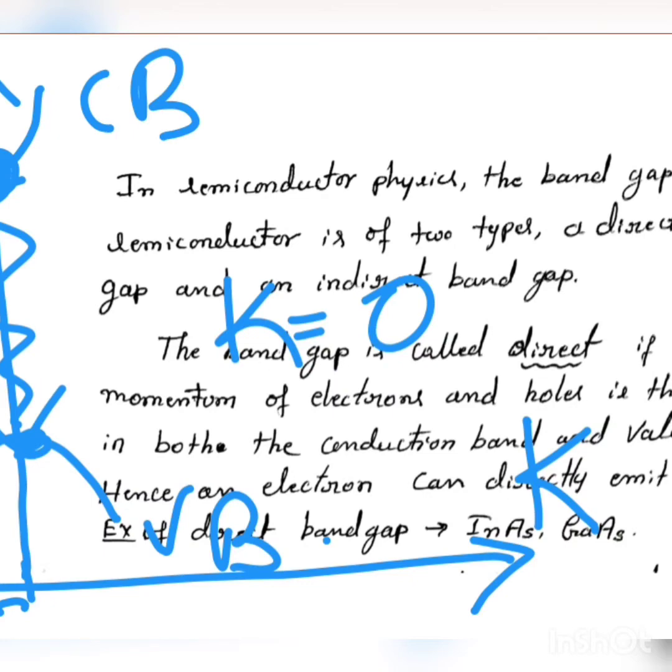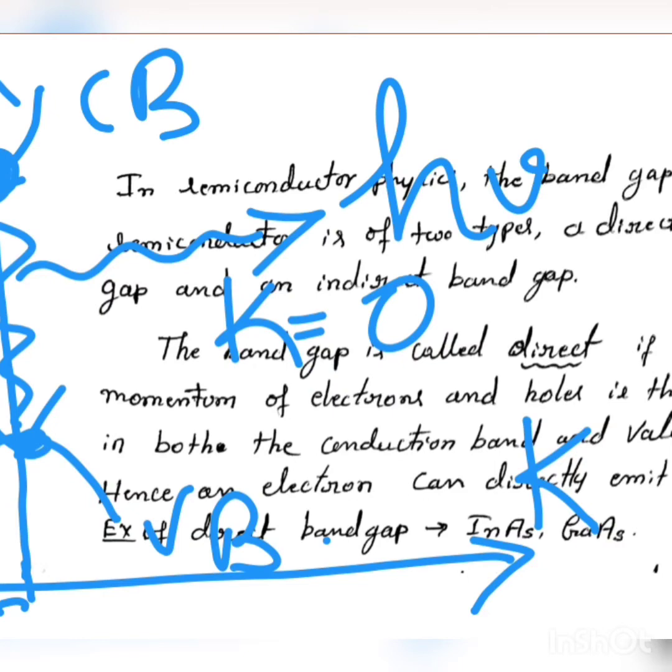The energy acquired by the electron in the conduction band has to be released. That will be released in the form of light or photons. The electron can directly emit a photon. So if the momentum of the electrons or holes in the conduction band and valence band are the same, then when the electrons come back to the lower state, or recombination happens, the extra energy will be lost in the form of photons or light energy.